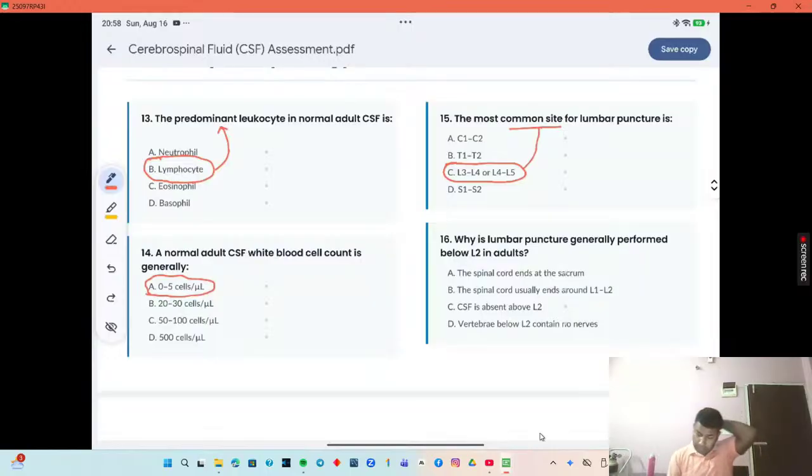Now, here the question is given as why is lumbar puncture generally performed below L2 in adults? The right answer of this question will be the spinal cord usually ends around L1 to L2. So the lumbar puncture is performed below L2 in adults. Is it clear? Now I will move to the next question.